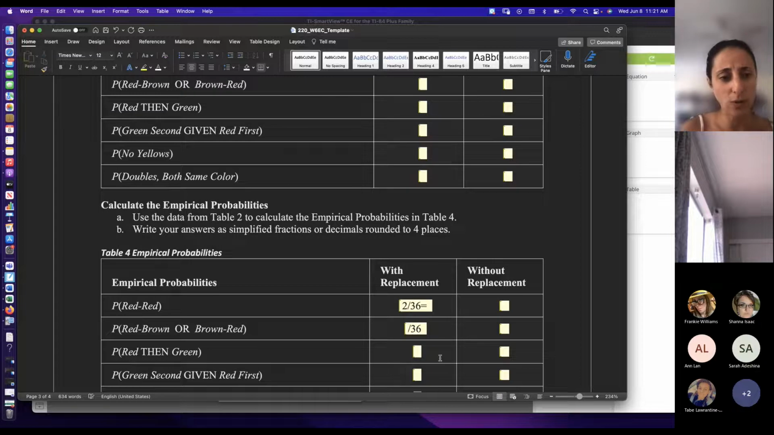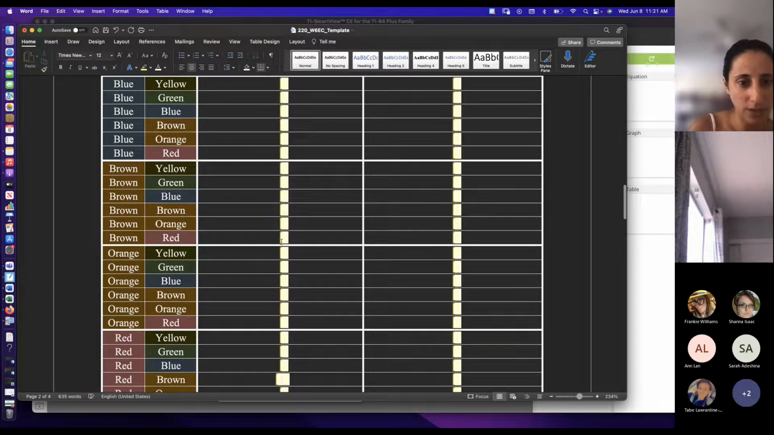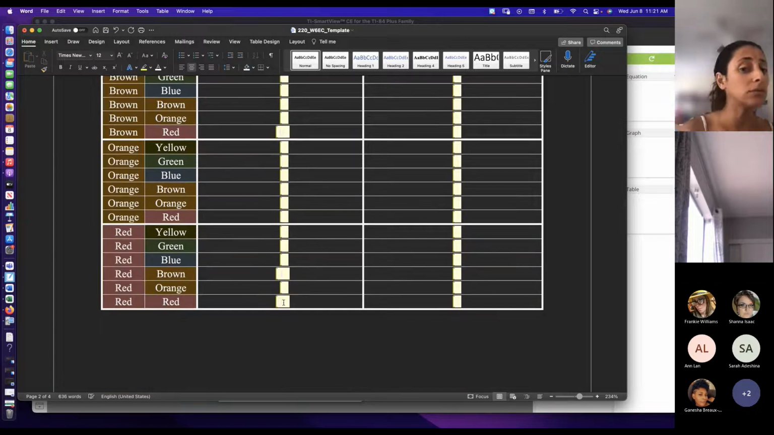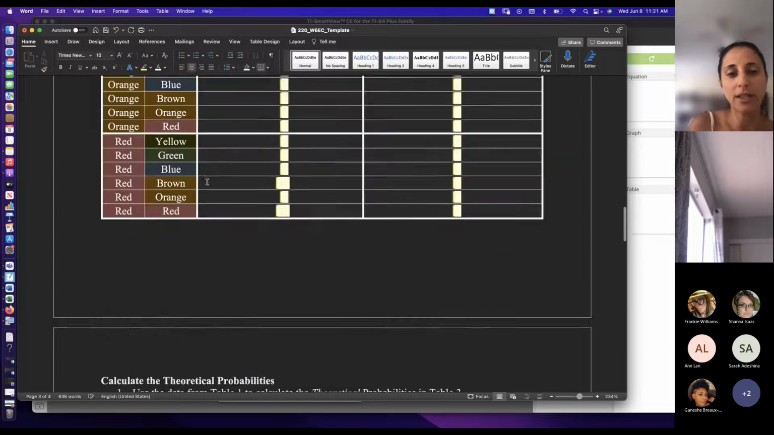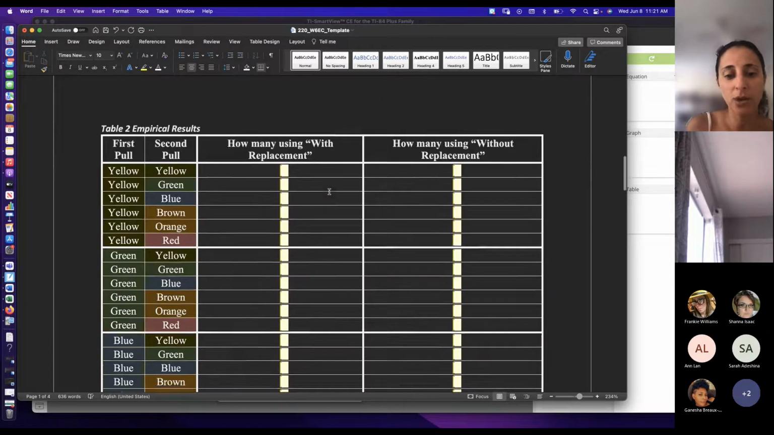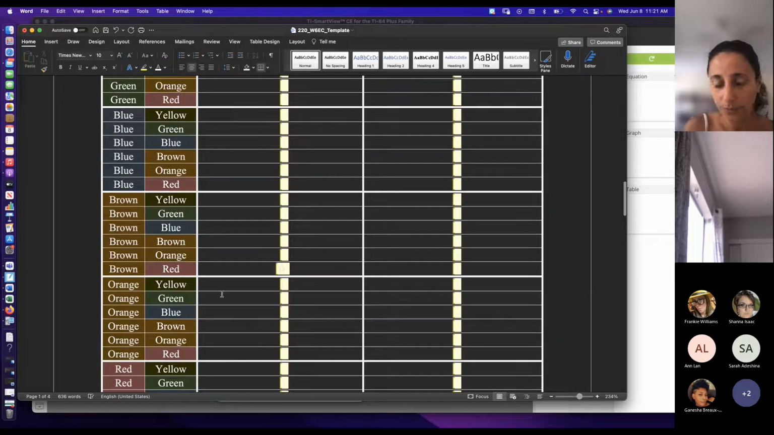So let's look for the red, brown, or brown, red situations. So here's a red, brown with replacement. Let's assume I had one of those. Or brown, red. Here's a brown, red. Let's assume I had 0 of those. So in total, because the OR case I would add, let's say I have 0 plus 1. I had 1 out of 36 total of the red, brown, or brown, red. So this is me calculating the probability empirically based on what I got here. Okay, it's always going to be out of your 36 because there's 36 total outcomes.